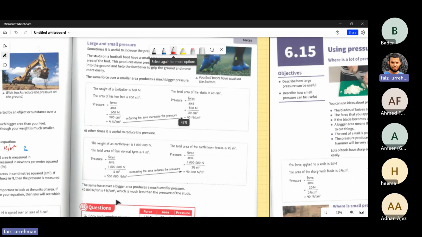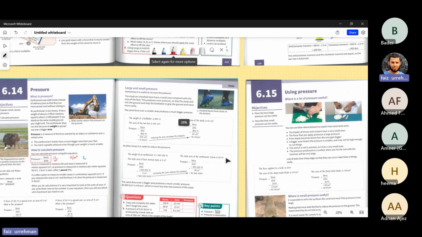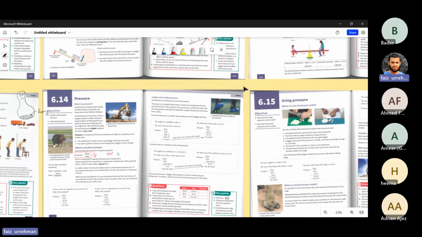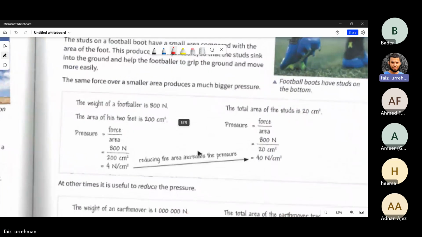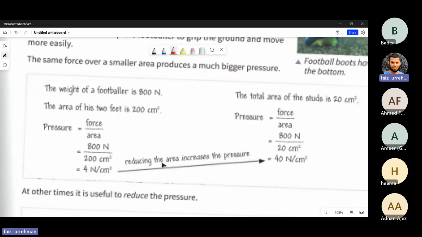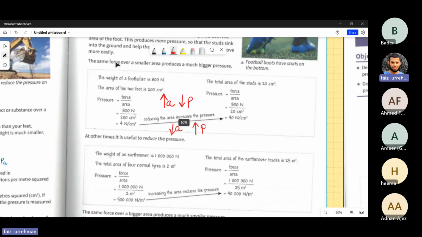Now, we studied in friction that sometimes we want friction, sometimes we want to reduce friction. Similarly for pressure, sometimes we want to reduce the pressure. How can we reduce the pressure? How can we increase the pressure? By reducing the area. Area and pressure are inversely proportional. If you have more area, pressure will be less. But if you have less area, pressure will be more.